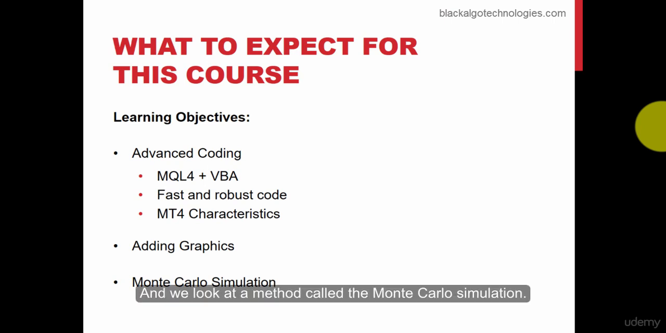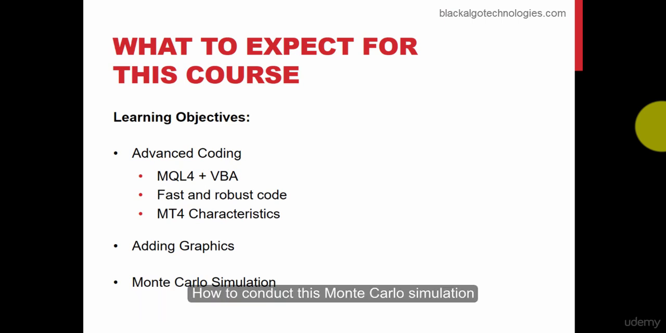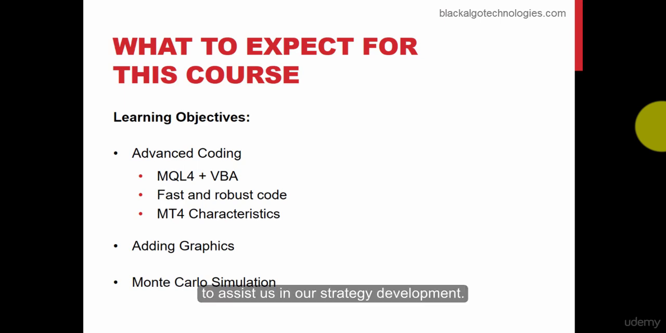And we look at a method called Monte Carlo simulation. We understand what it means. We look at the difference between this and an optimization, how to conduct this Monte Carlo simulation, and how do we use the output matrix from this simulation to assist us in our strategy development.